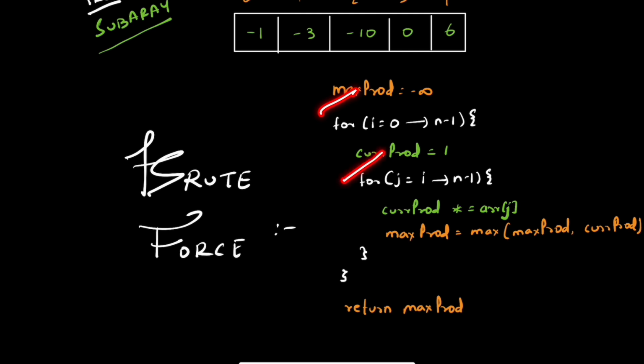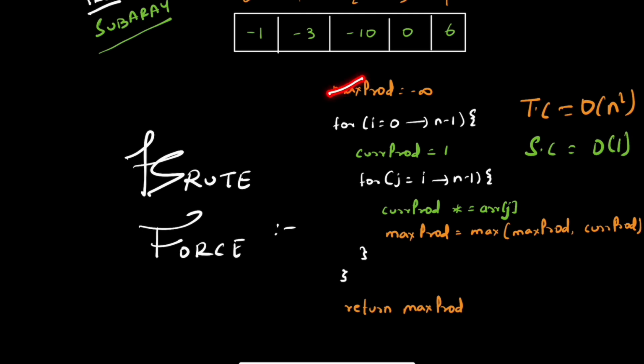So this is the brute force approach. Now, what will be the time complexity for this approach? Since we are running 2 for loops, the time complexity becomes O of n square. And the space complexity will be O of 1, since we are just using 2 variables, max prod and current prod.